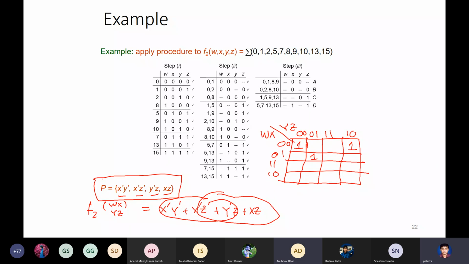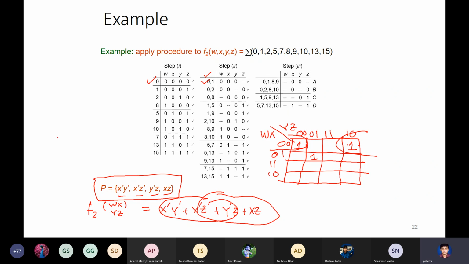Sir, could you please explain once more what these check marks mean? This check mark means that this min term was already involved in another matching pair. This is absorbed in another matching pair. In other words, this min term is part of this cube, is already part of this 2 cube. It is covered by this 2 cube. So check mark means it is covered by another term. It is covered by a cube.